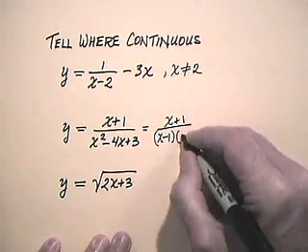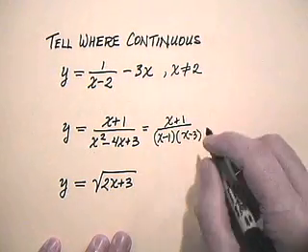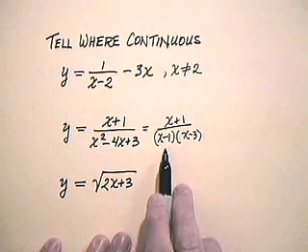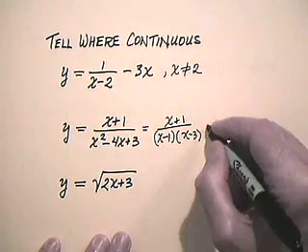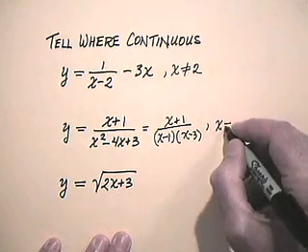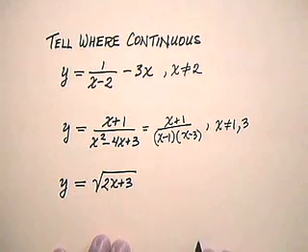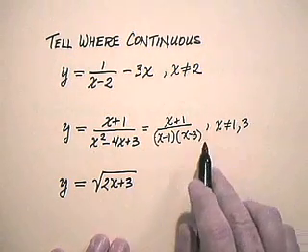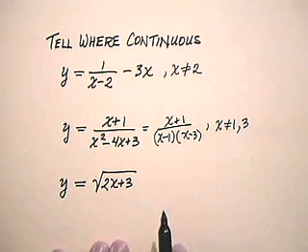And the other factor is easily seen to be simply x minus 3. And so where will the denominator vanish? At x equal 1 or x equal 3. So we have to have x not equal to 1 and x not equal to 3. That's the entire domain of this function. It's continuous at any x not equal to 1 or 3.